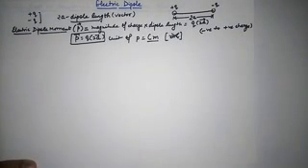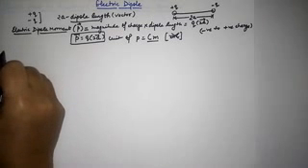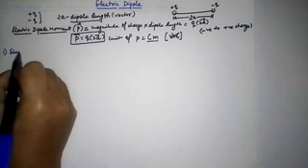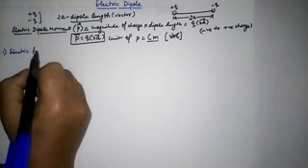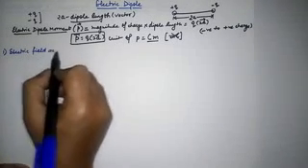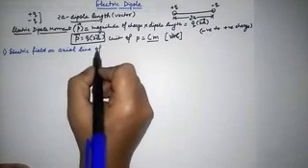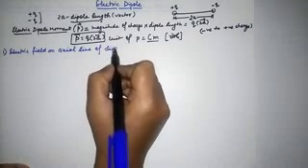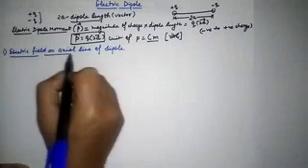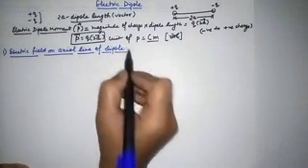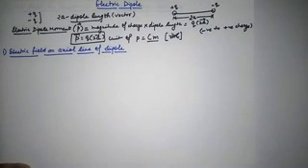Now we derive the expression for electric field due to an electric dipole. So first is electric field on the axial line of a dipole. We will derive the expression for electric field on the axial line of the dipole.